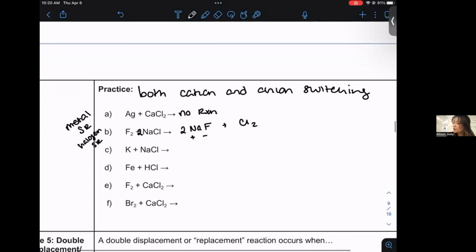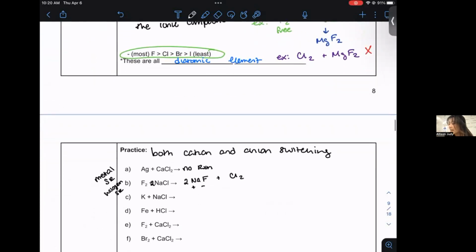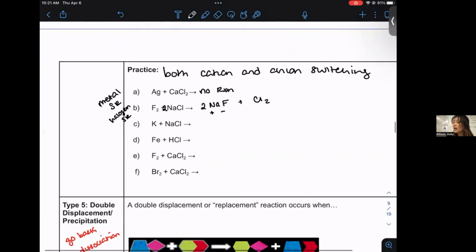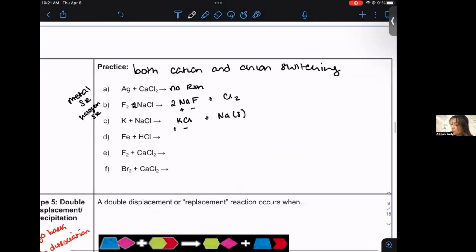Okay, next one, K versus Na, the two metals. Do we have a reaction occur? Yes, potassium's the most reactive metal out of all of them. So we're going to see that it becomes potassium chloride, +1, -1, and free sodium. And it happens to be balanced. And that sodium no longer has a charge. It just becomes plain sodium. Okay, next one. This was a metal single displacement.